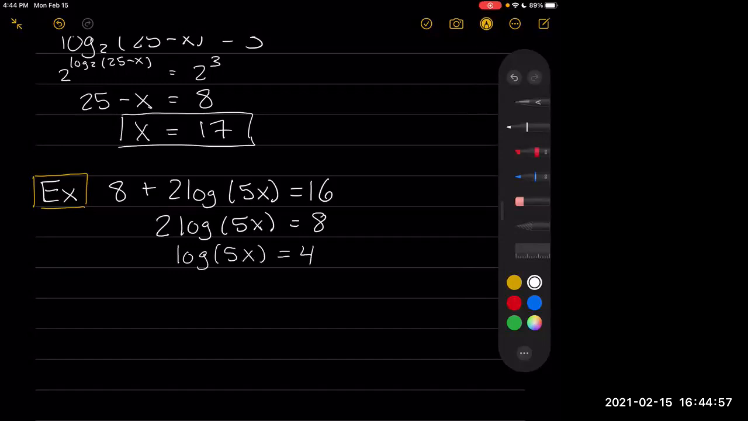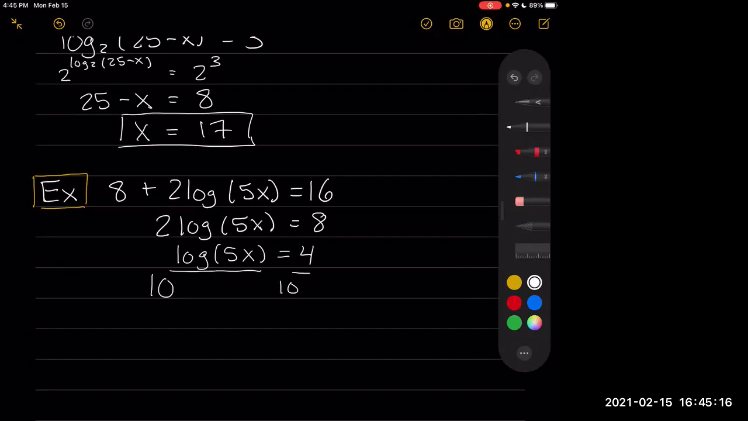And now we're going to raise each side. It's a hard thing to say, but we're basically having 10 getting raised to this and 10 getting raised to the 4th. I'm not sure exactly the words used to describe this process.